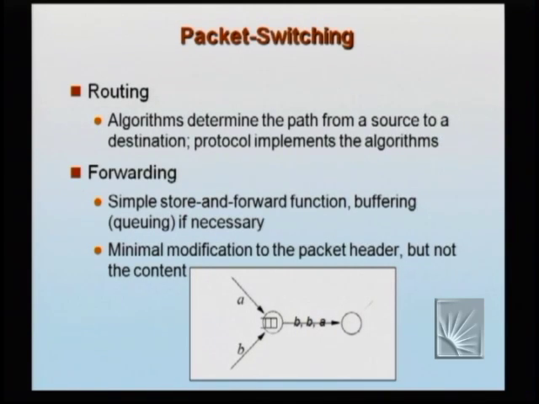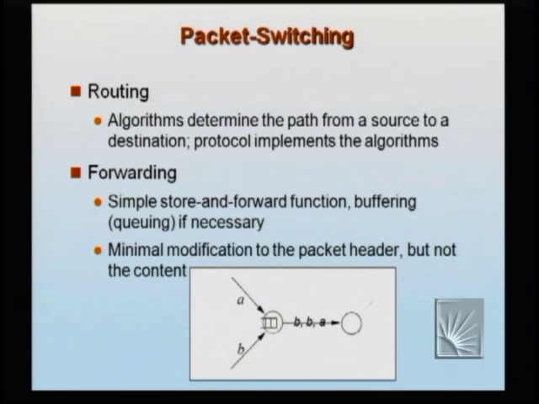With this simple store and forwarding architecture, the most important feature is that we have minimal modification to the packets, meaning minimal modification to the packet header. Sometimes we need to add some header information, or modify some bits in the header, but we will never modify the actual content within the packet. So the network itself is really dumb. It just forwards the data without modifying it.